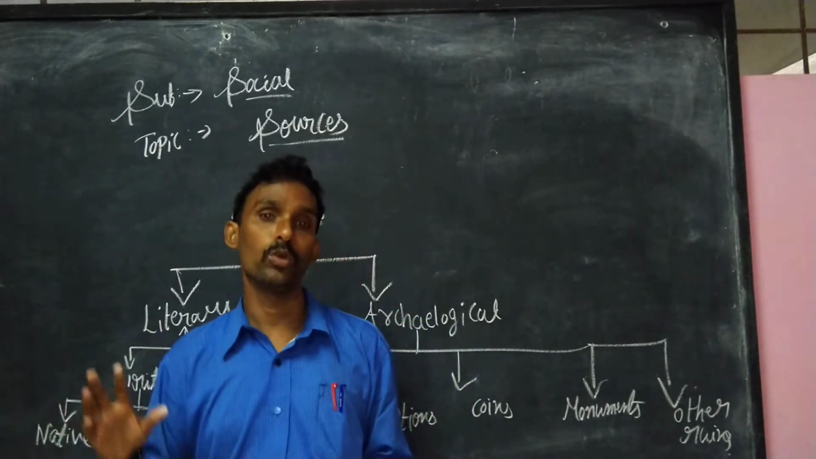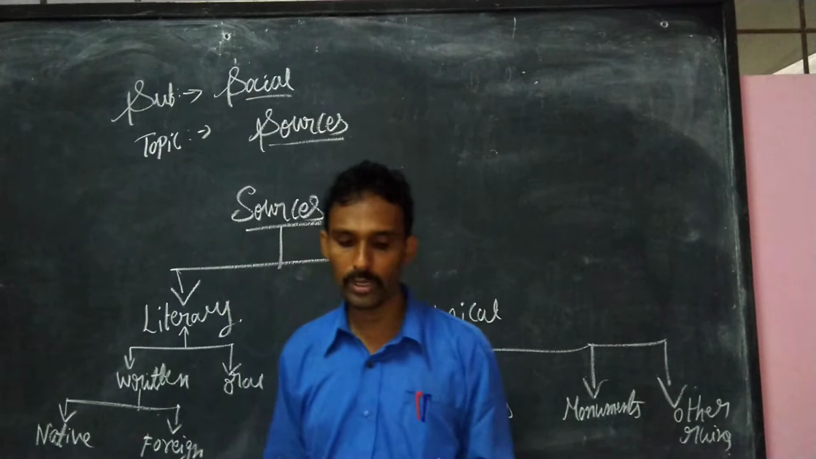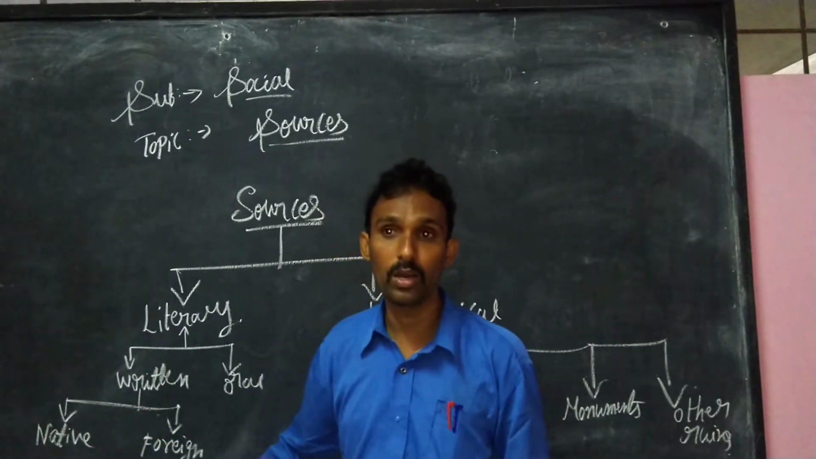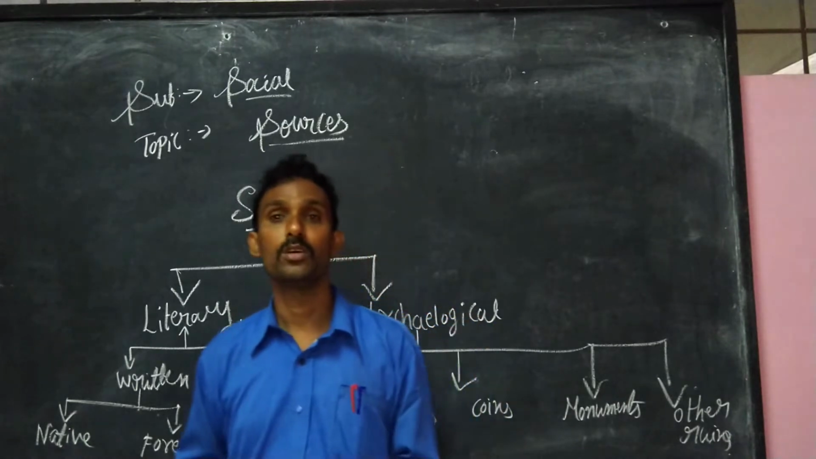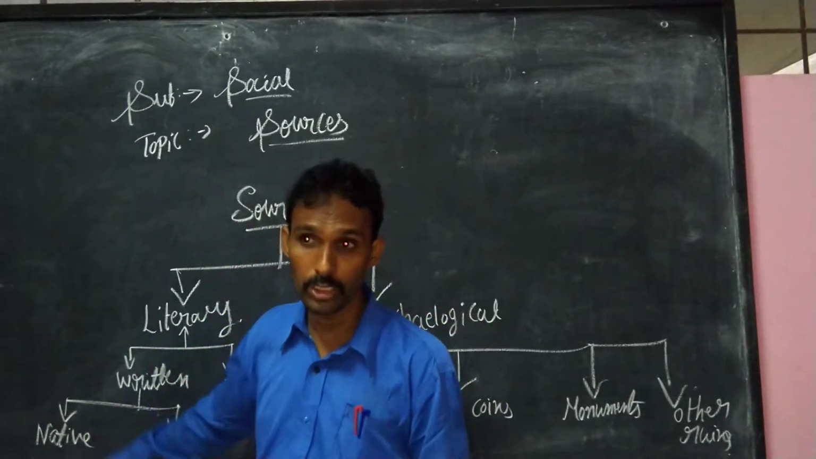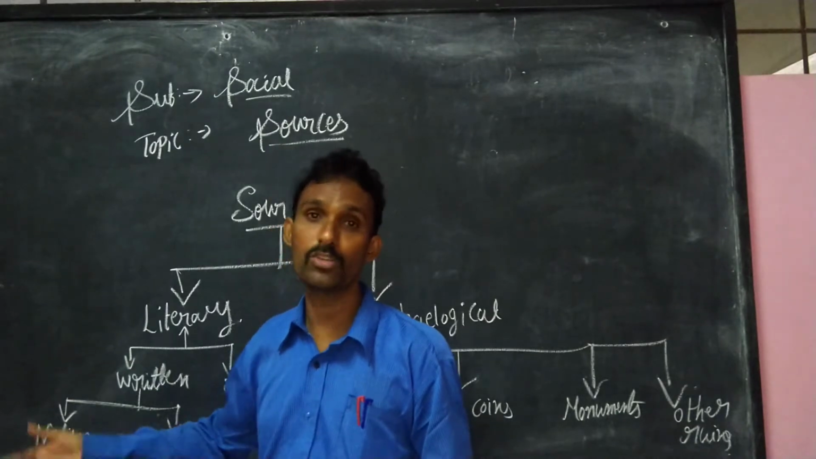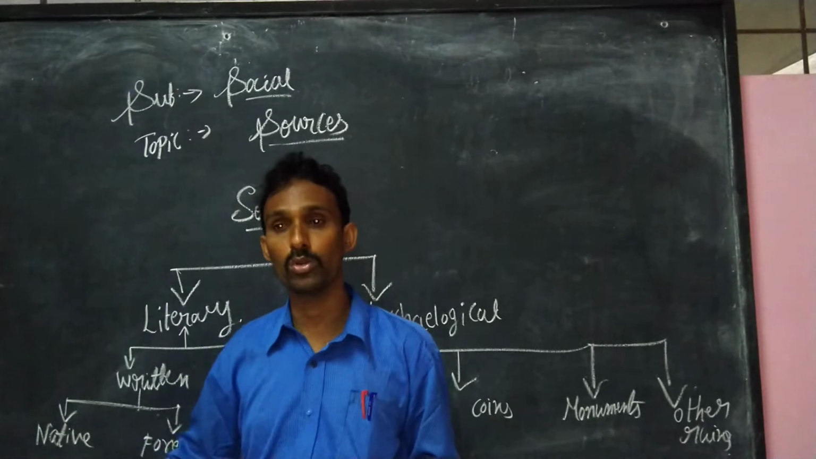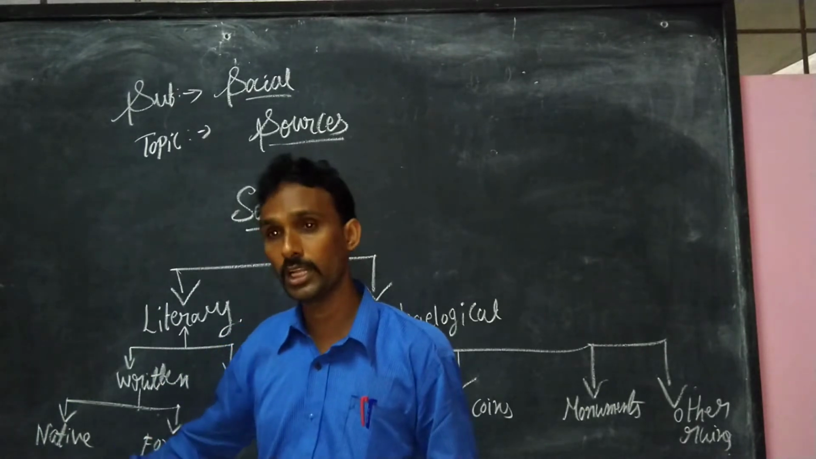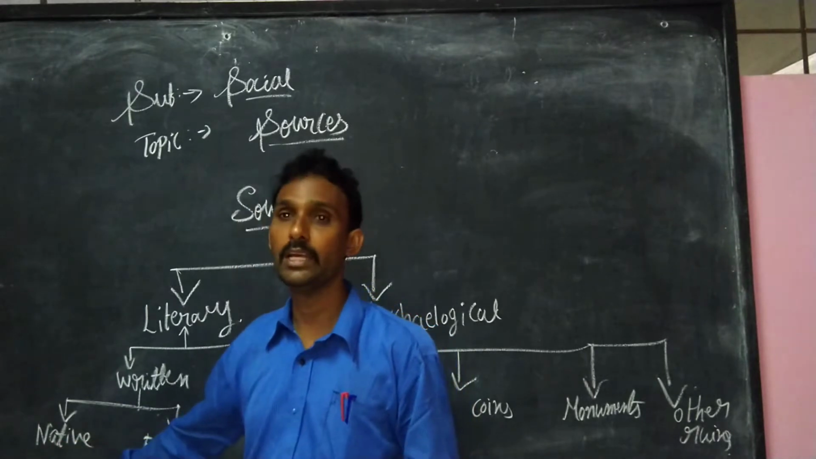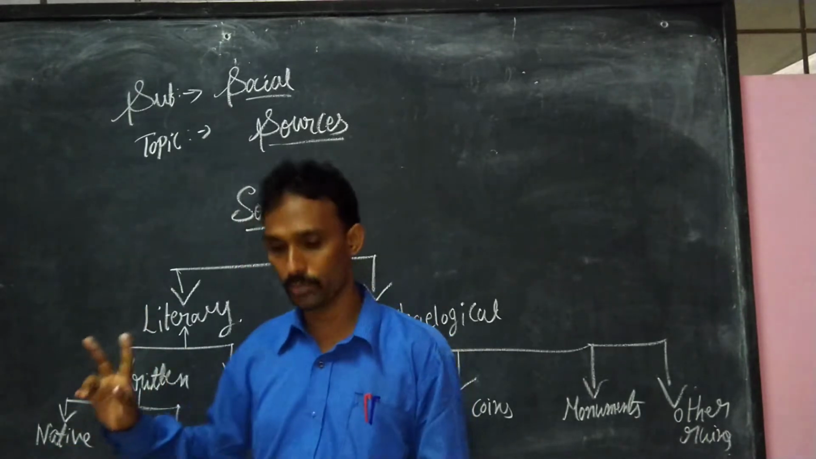So it depends upon the literary sources of literature. One is foreign written, another is Indian native literature. Indian means our Indian poets have written it. Foreign persons came to India and wrote something. Kings gave them shelter.